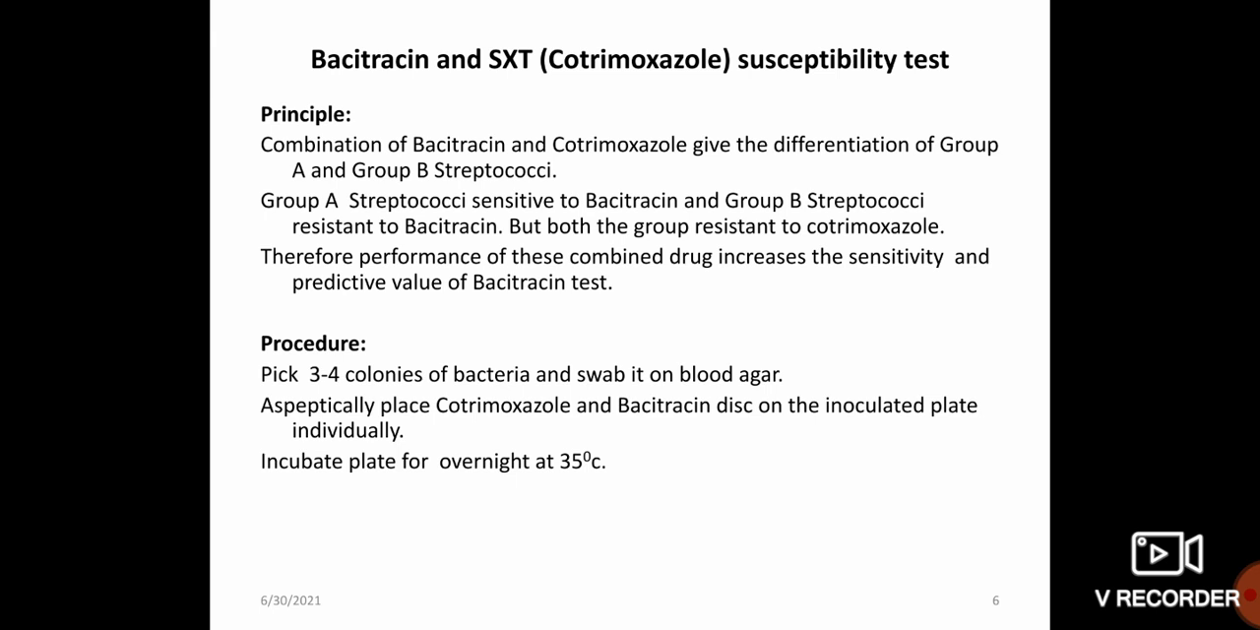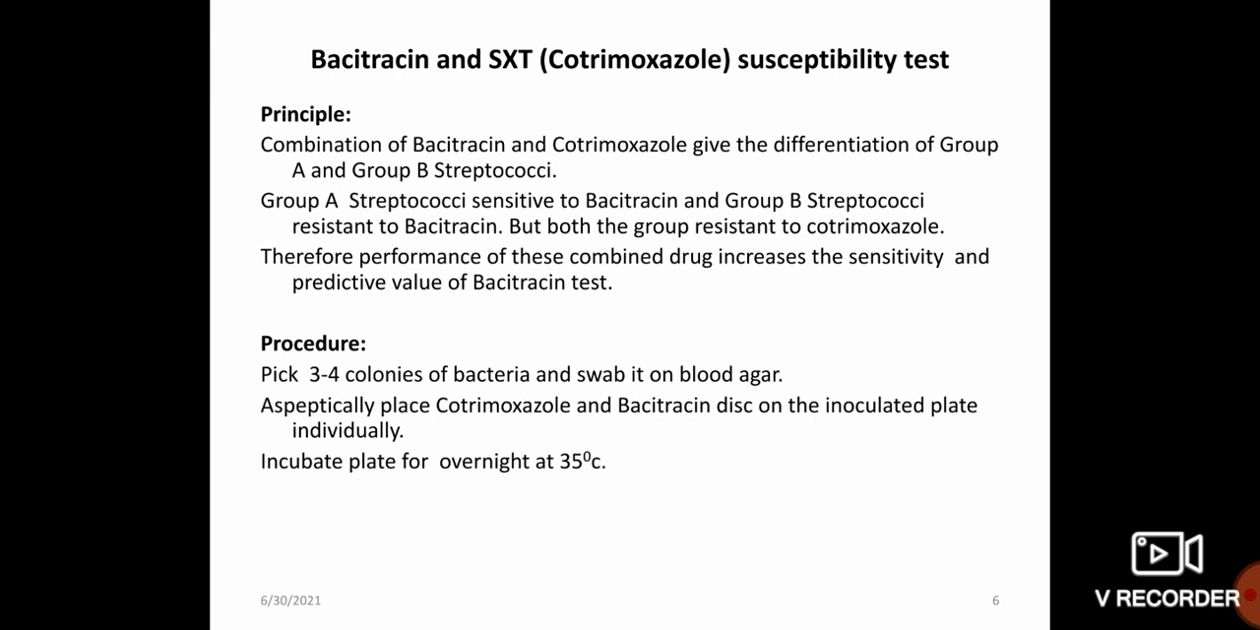Suppose any one of the tests you are doing, or both the tests, if it is positive, then we will keep it under the enterococci species. Suppose this test comes negative, then we have to differentiate the beta hemolytic streptococci into group A and group B and other beta hemolytic streptococci. In that case we will do bacitracin and cotrimoxazole susceptibility test.